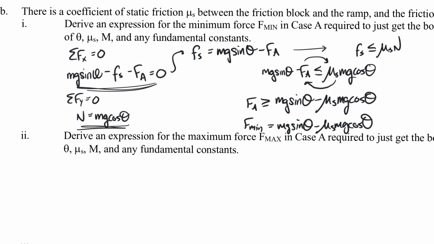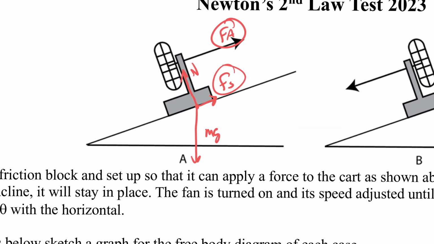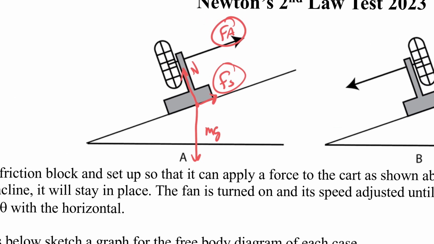Now, question number 2, derive an expression for the maximum force. All right, that changes things. If we're dealing with the maximum, well, now we're beginning to push so hard on the fan that if there's no friction this way, it might start sliding up the ramp. That could happen too. Friction can act in either direction. It's trying to prevent one surface from sliding past the other.